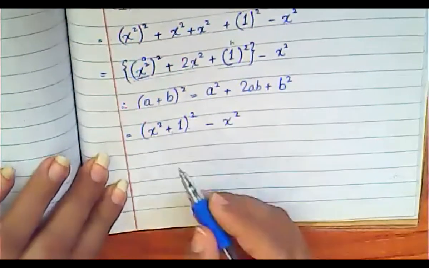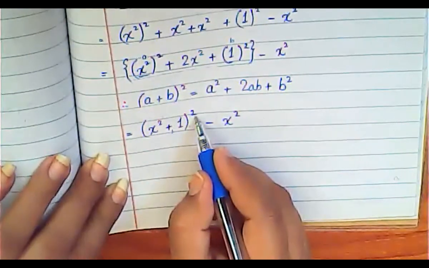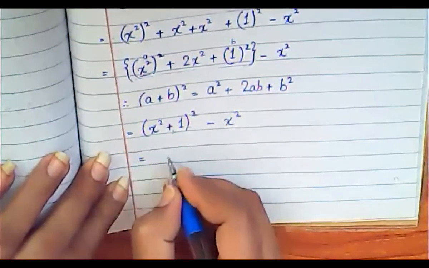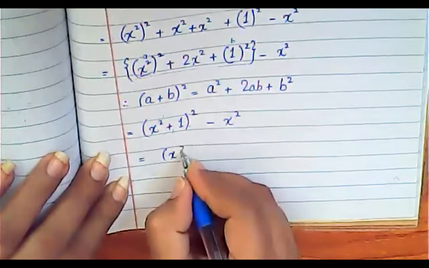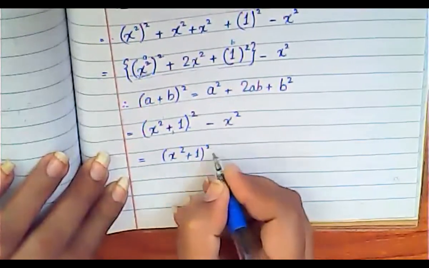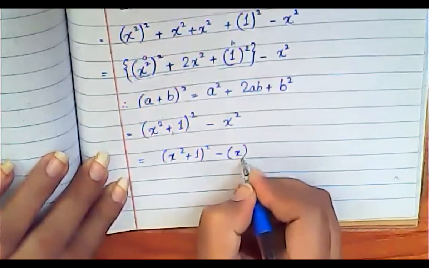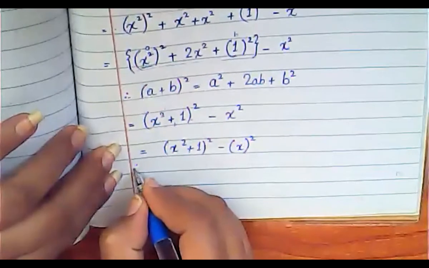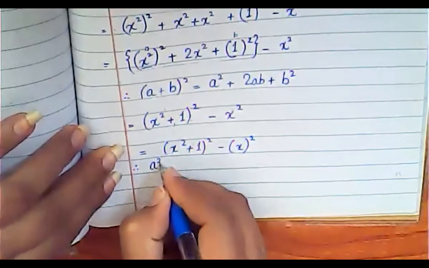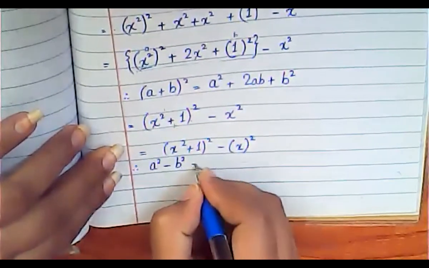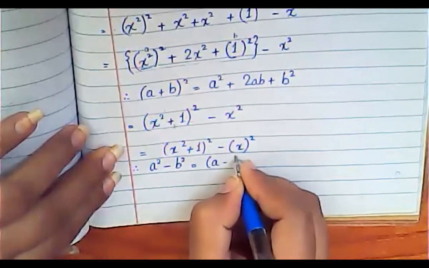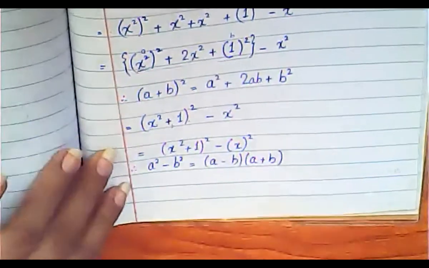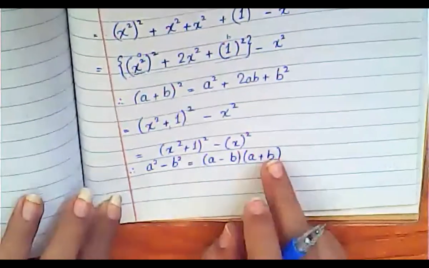Now, as you can see, this is already in square form. Very good, Fatma. This is also already in square form, and we have to take the square of this one, minus whole x square. Now here we are going to apply our formula number 3, which is a square minus b square is equal to a minus b, a plus b. Is it clear?